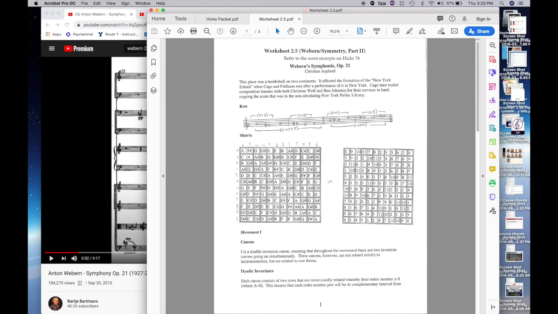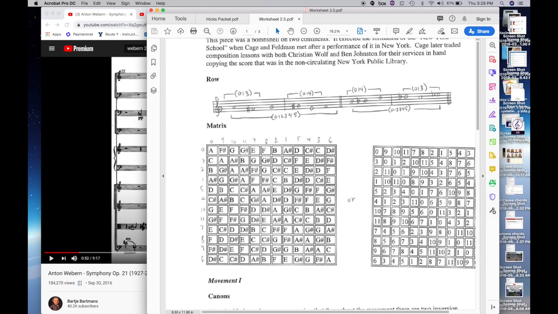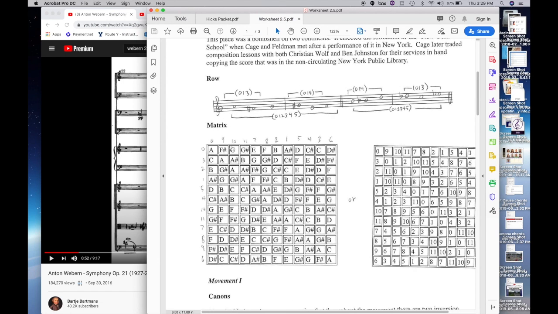Okay, P0 would start, let's blow this up a little bit. P0 should start here and go across. And R6, well, here's 6, so the R starts here. Okay, A, F sharp, G, let's look at the P0. A, F sharp, G, G sharp, E, F, B, A sharp, D, C sharp, C, D sharp. Voila.